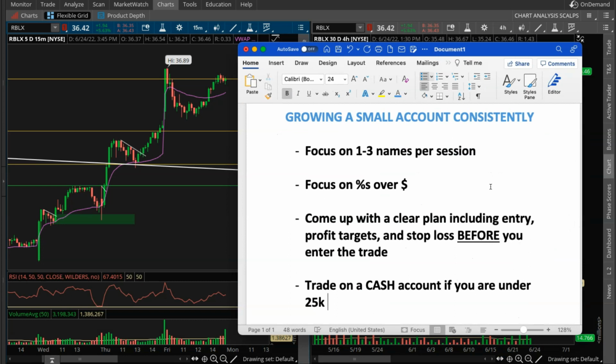I think it's really important to focus on 1 to 3 names per session. There's a reason I only put 1 to 2 names in the watch list. I want you guys to be focusing on SPY, and then I try to find 1 to 2 of the best setups that I see for that session for you guys to take advantage of.